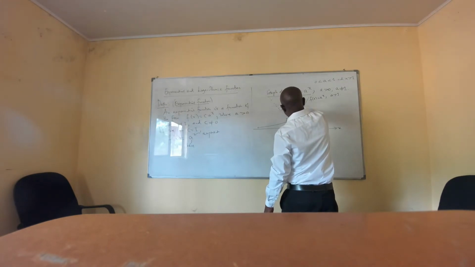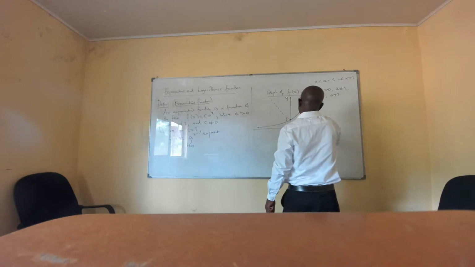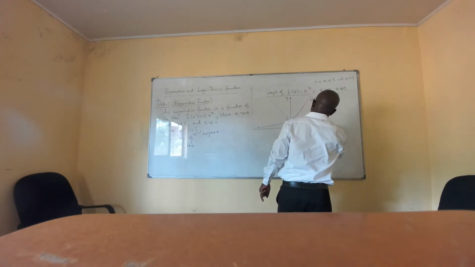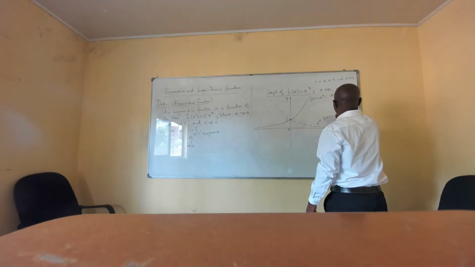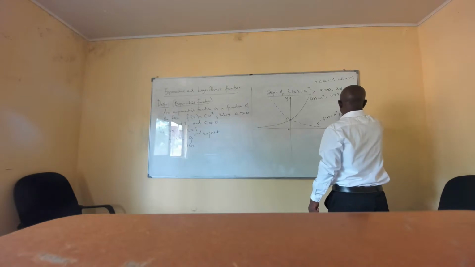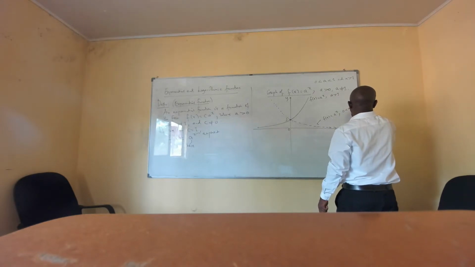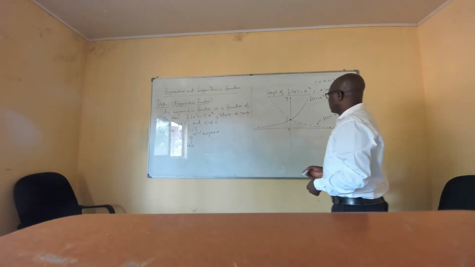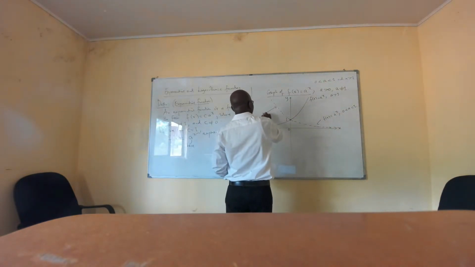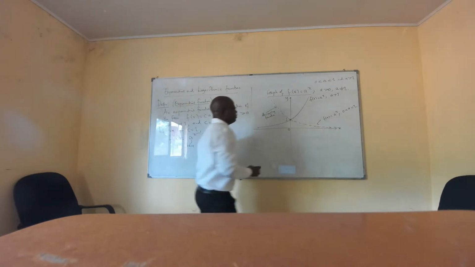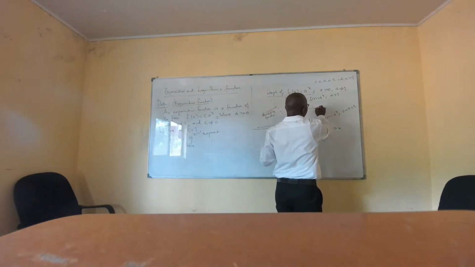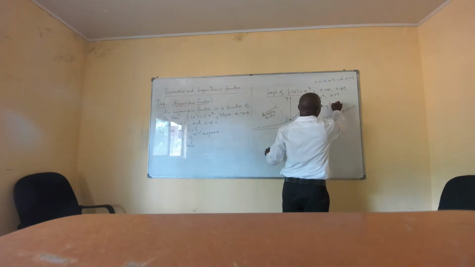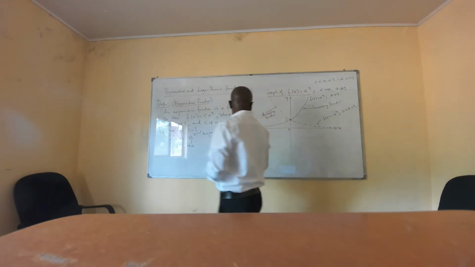And of course, when a is between 0 and 1, we end up having this. This will be the graph of f of x equals a to the power x when a is bigger than 0 and less than 1. So you can see that it is a decreasing function when the base is between 0 and 1, and it is an increasing function for a greater than 1.